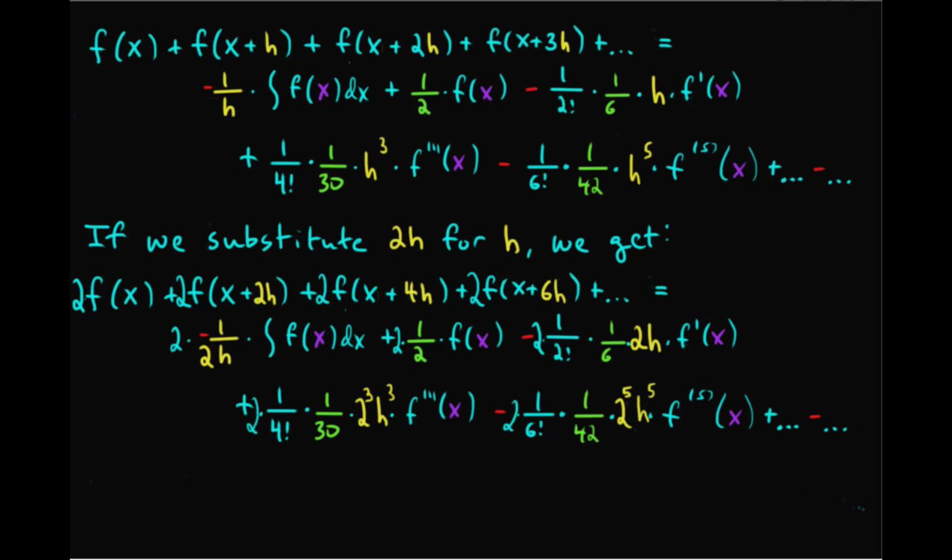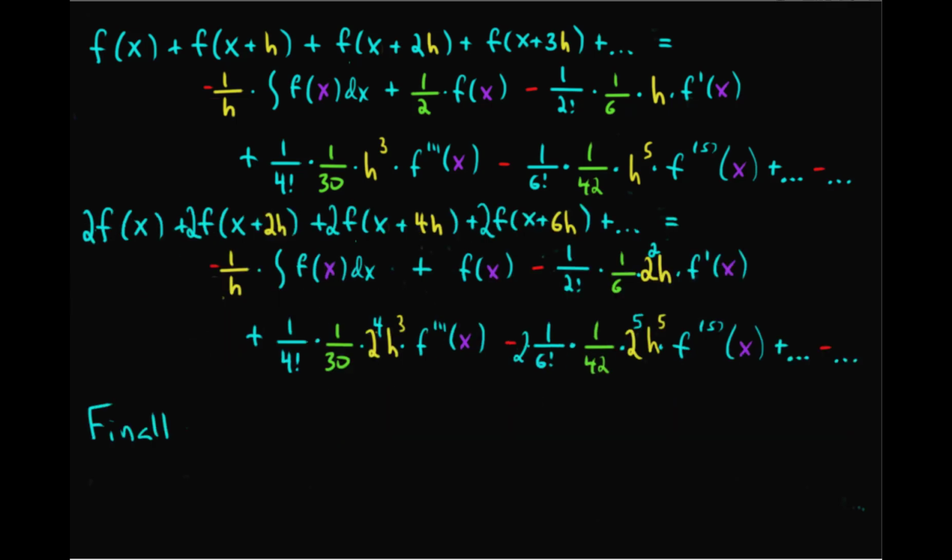So the 2's cancel in the first and second terms on the right-hand side, and then multiplying all the subsequent terms by 2 just raises the exponent, so 2h becomes 2 squared h, 2 cubed times h cubed becomes 2 to the 4th times h cubed, and I didn't write 2 to the 6th times h to the 5th for the last one, but we'll catch up on that one later.